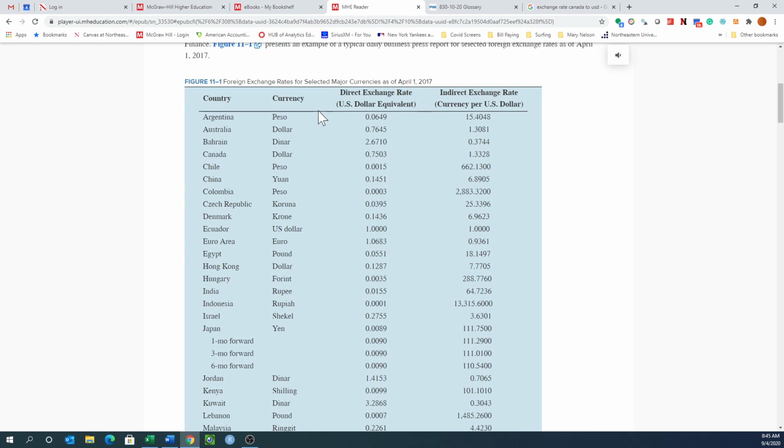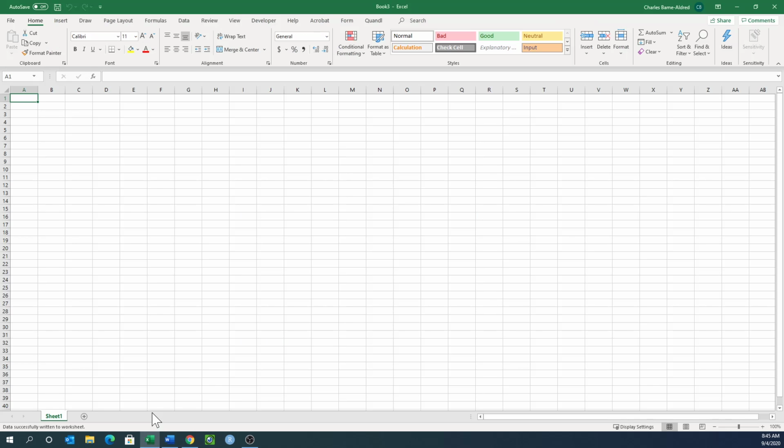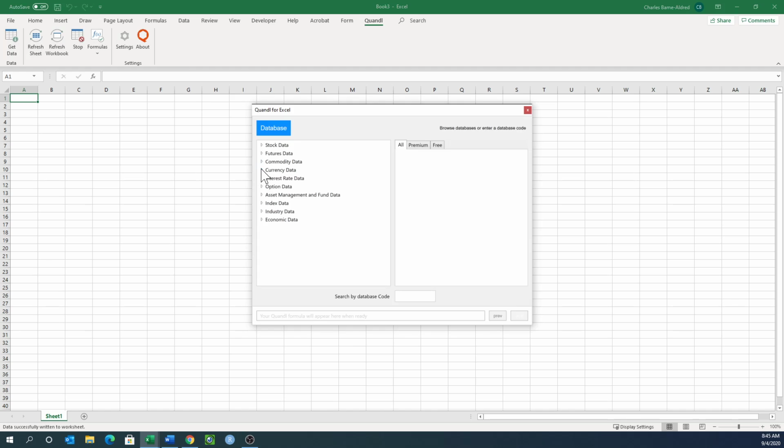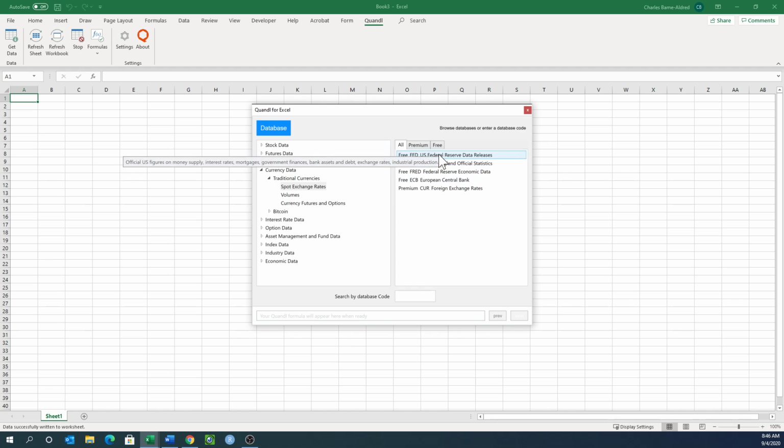So if you're looking for exchange rates, I mean, this is lovely, but let's utilize some of our Quandl skills. Here I just brought up an Excel spreadsheet, and I want to look for exchange rates for a particular currency. Let's go simple. Let's find the euro. So we'll go over to Quandl. I want to make sure that my formulas are enabled, and we're going to go and get some data. We're going to look for currency data. We're going to look for traditional currencies. And let's look at spot exchange rates. Those are just the exchange rates on that day that I would be able to convert. Let's just use Federal Reserve data.